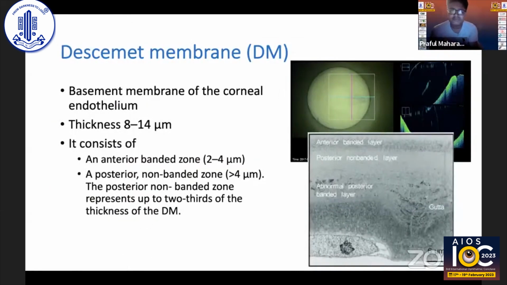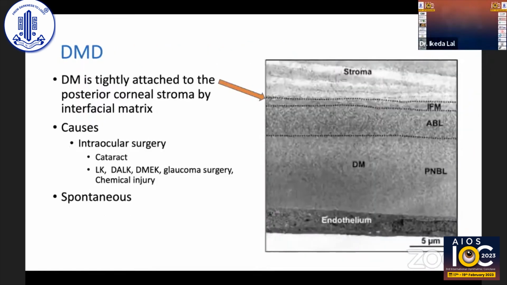Few words about the anatomy of Descemet membrane. We all know this is the innermost layer with a thickness of around 8 to 15 microns, and it has two parts, mainly an anterior banded and a posterior non-banded layer. The most important part to remember is that the Descemet membrane is attached to the stroma with an interfacial matrix, as I have highlighted with this orange arrow. This interfacial matrix consists of irregularly arranged collagen fibers along with some glycosaminoglycans.